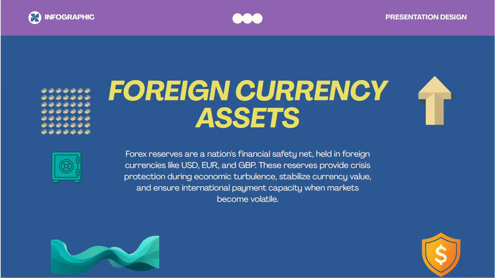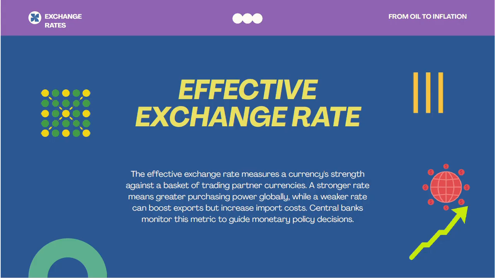Forex reserves are the national financial safety net, held in foreign currencies like USD, EUR, and GBP, the British pound, the European currency, and US dollars. These reserves provide crisis protection during economic turbulence, stabilize currency value, and ensure international payment capacity when markets become volatile.